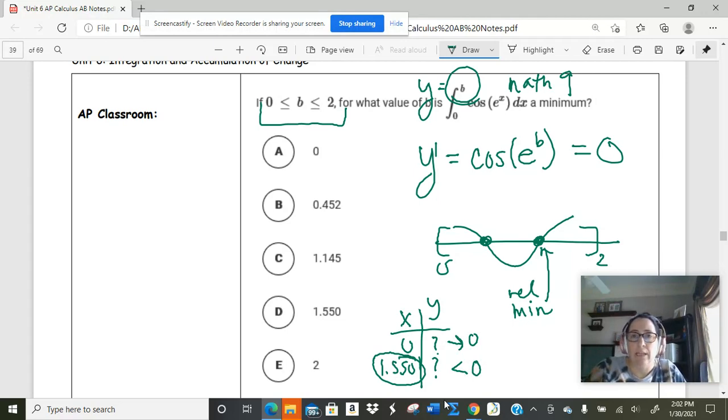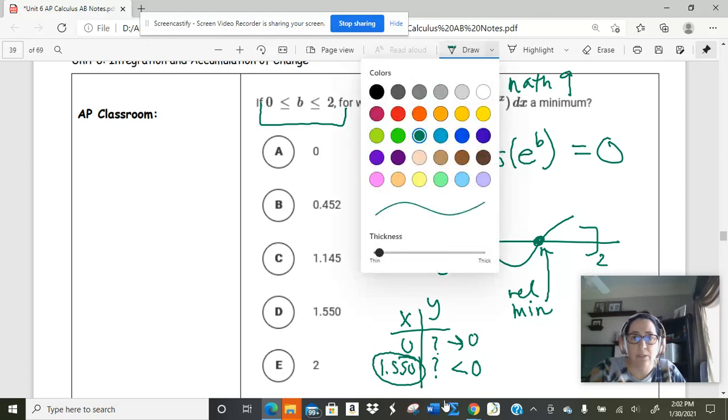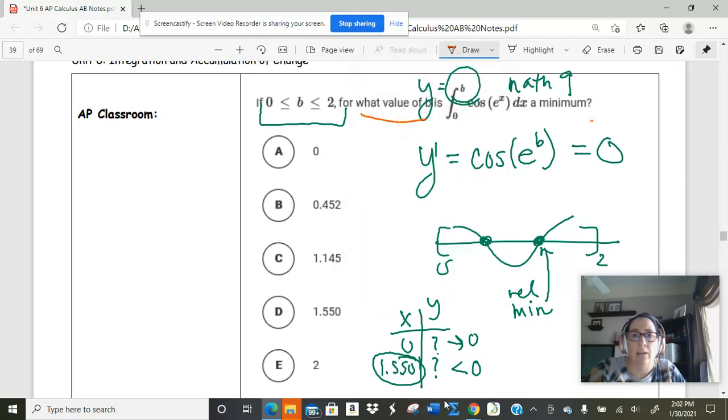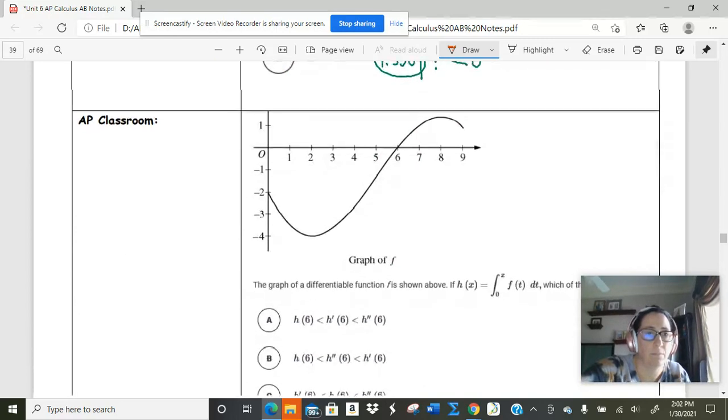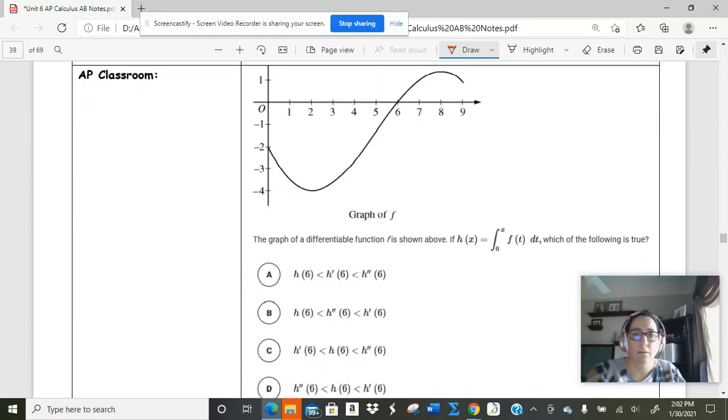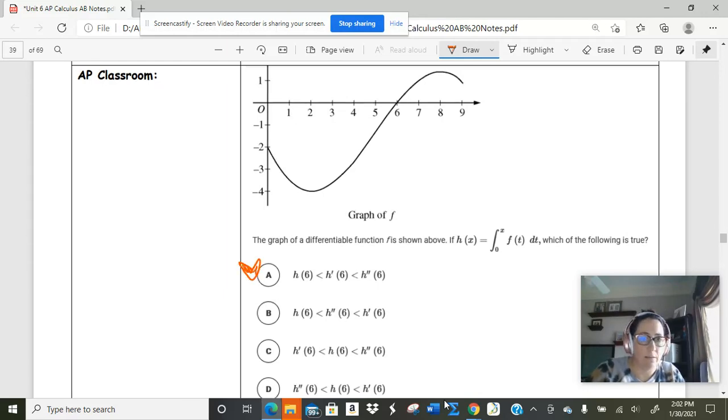So now I need to answer the question. This question said, for what value of b? So the value of b is that x part that I was plugging in here. I guess this could have been b instead of x, but yes. So I'm going to find that my answer is D. All right, so I would like you guys to try this one on your own and see if you get A.